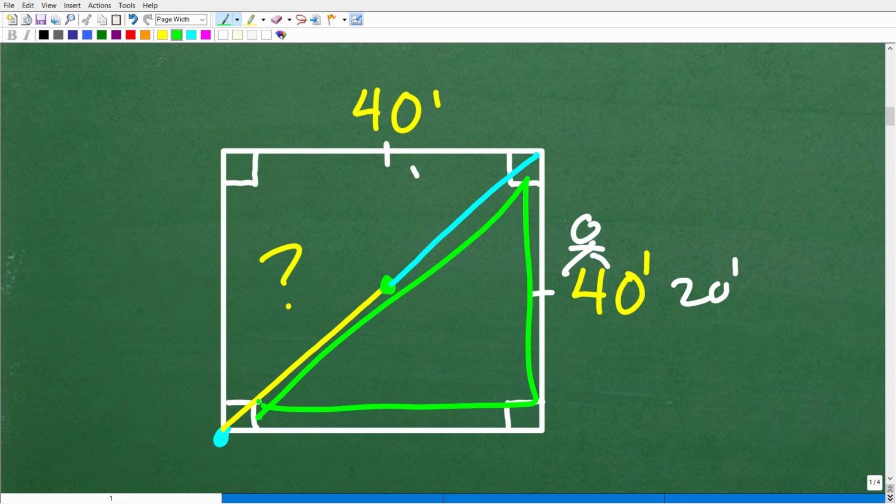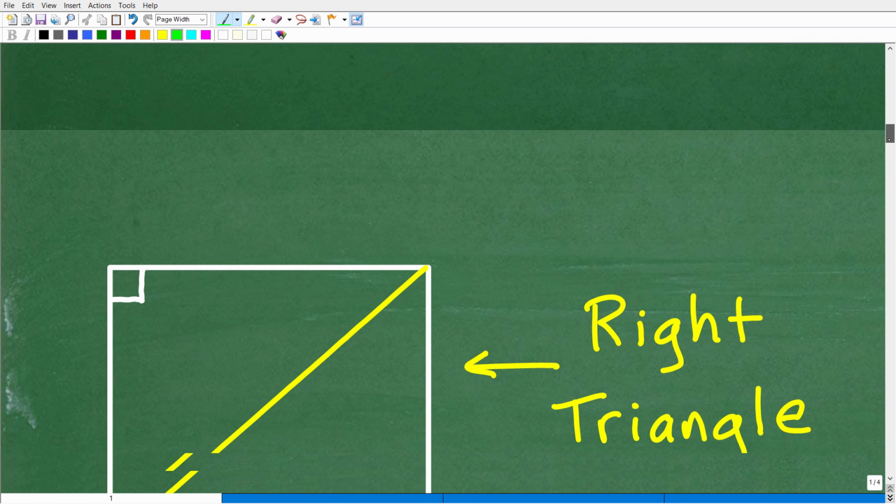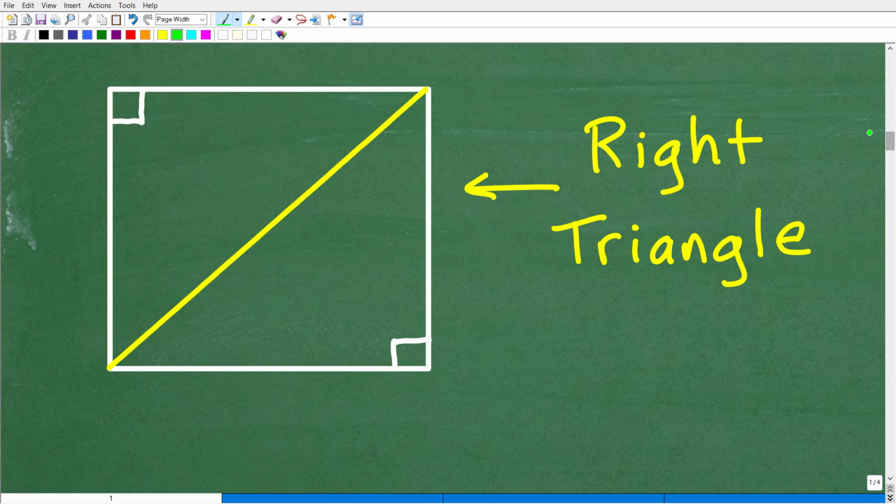So let's start thinking about this problem in terms of a right triangle. I did use this word right triangle because we are talking about a square, and we know that all the angles in the corners are 90 degrees. So this type of triangle in geometry is called a right triangle. It's very important for you to understand how to solve right triangle problems.